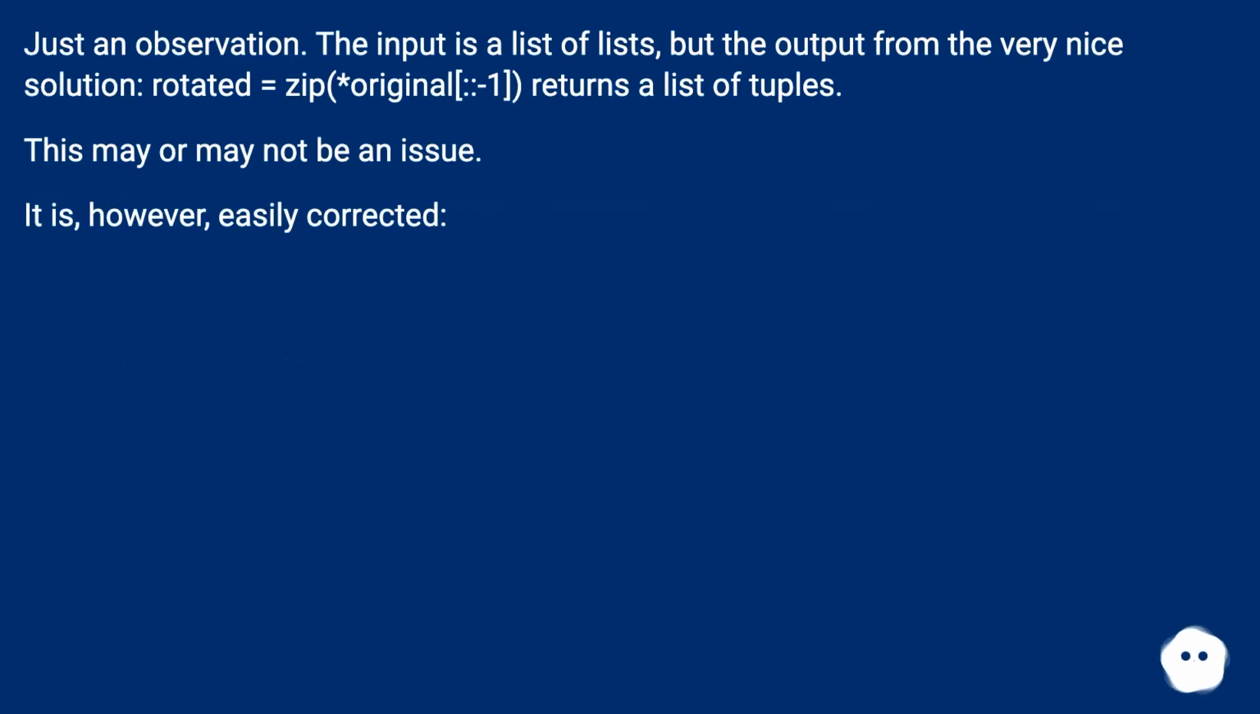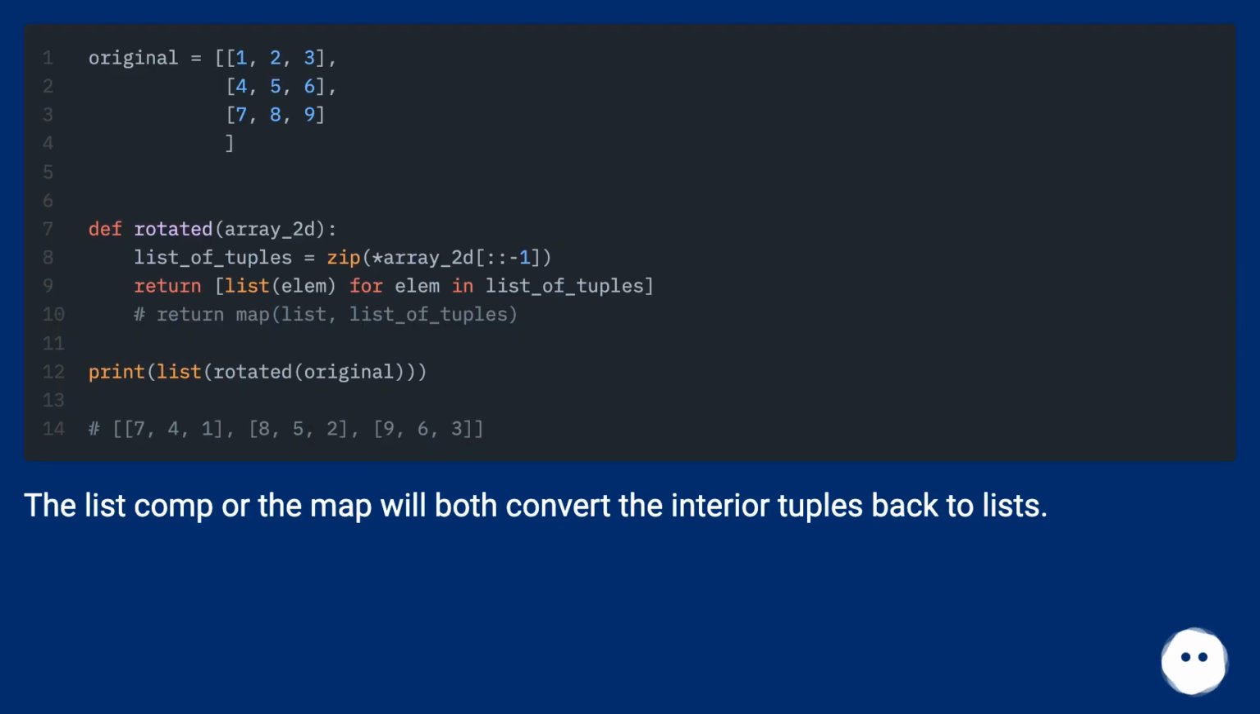Just an observation. The input is a list of lists, but the output from the very nice solution, rotated equals zip(*original[::-1]), returns a list of tuples. This may or may not be an issue. It is, however, easily corrected. The list comprehension, or the map, will both convert the interior tuples back to lists.